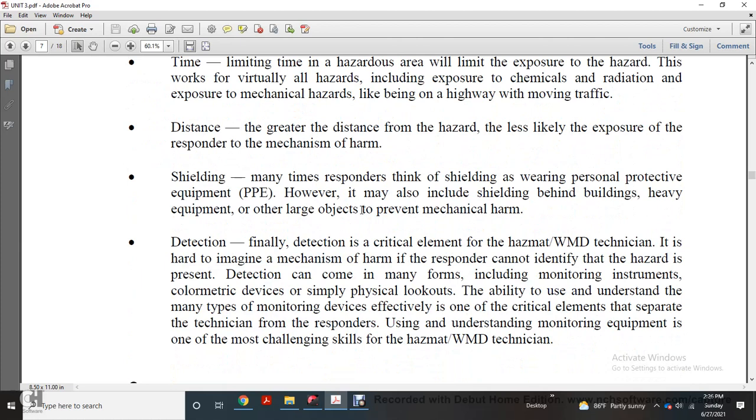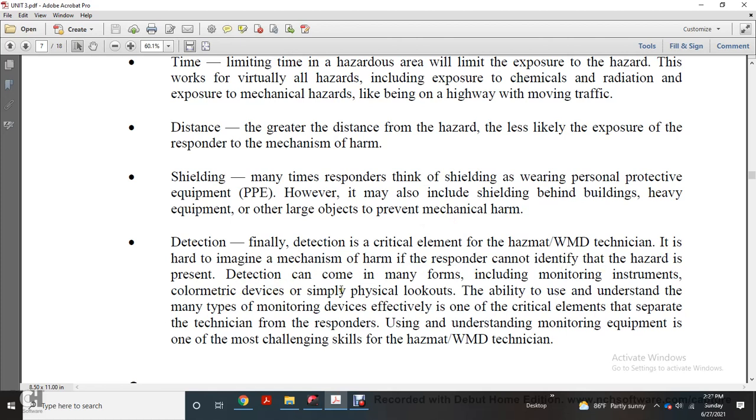behind buildings, heavy equipment, or large objects to prevent mechanical harm. Detection is the final, critical element. For the weapon of mass destruction technician, it is hard to manage a mechanism of harm the responder cannot identify. Detection is prevalent and common in many forms, including monitoring instruments.